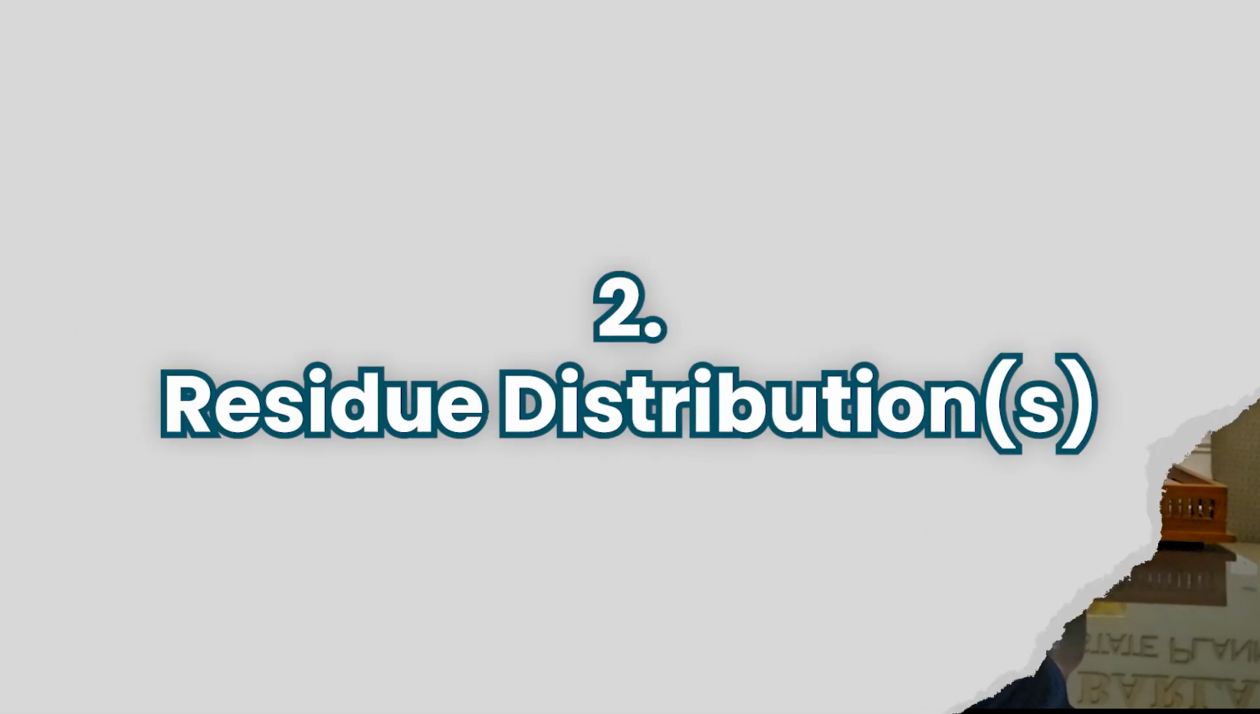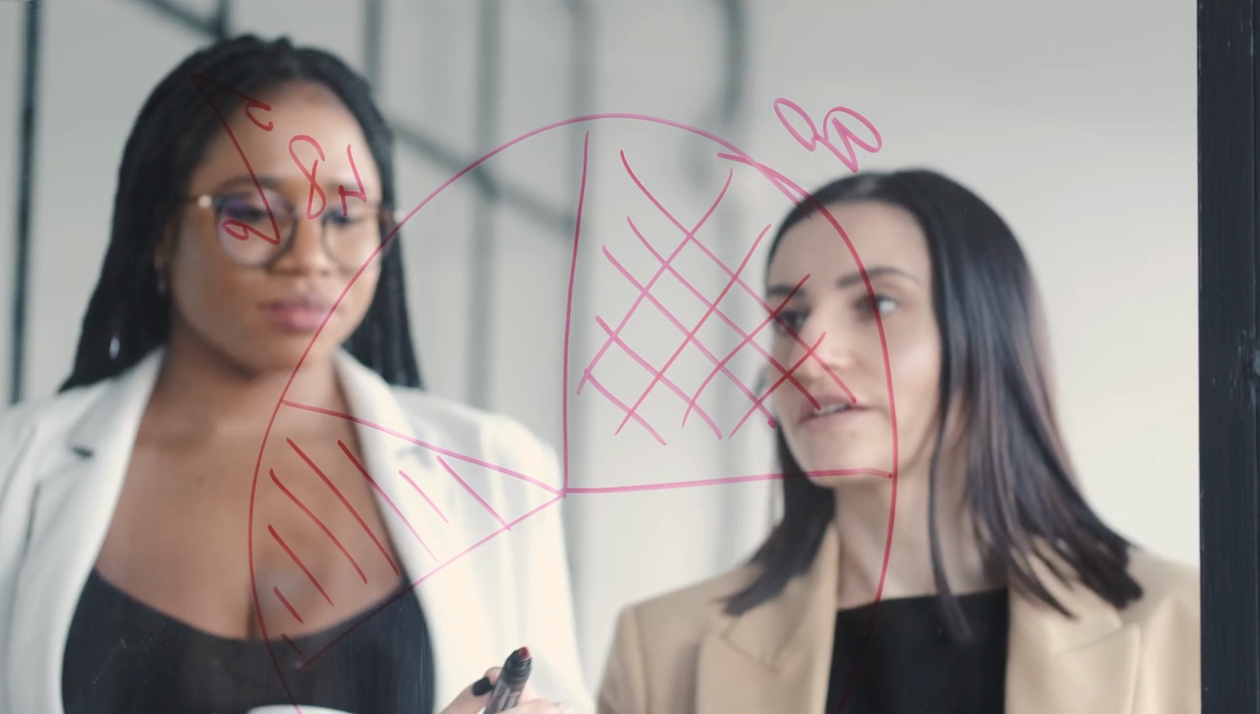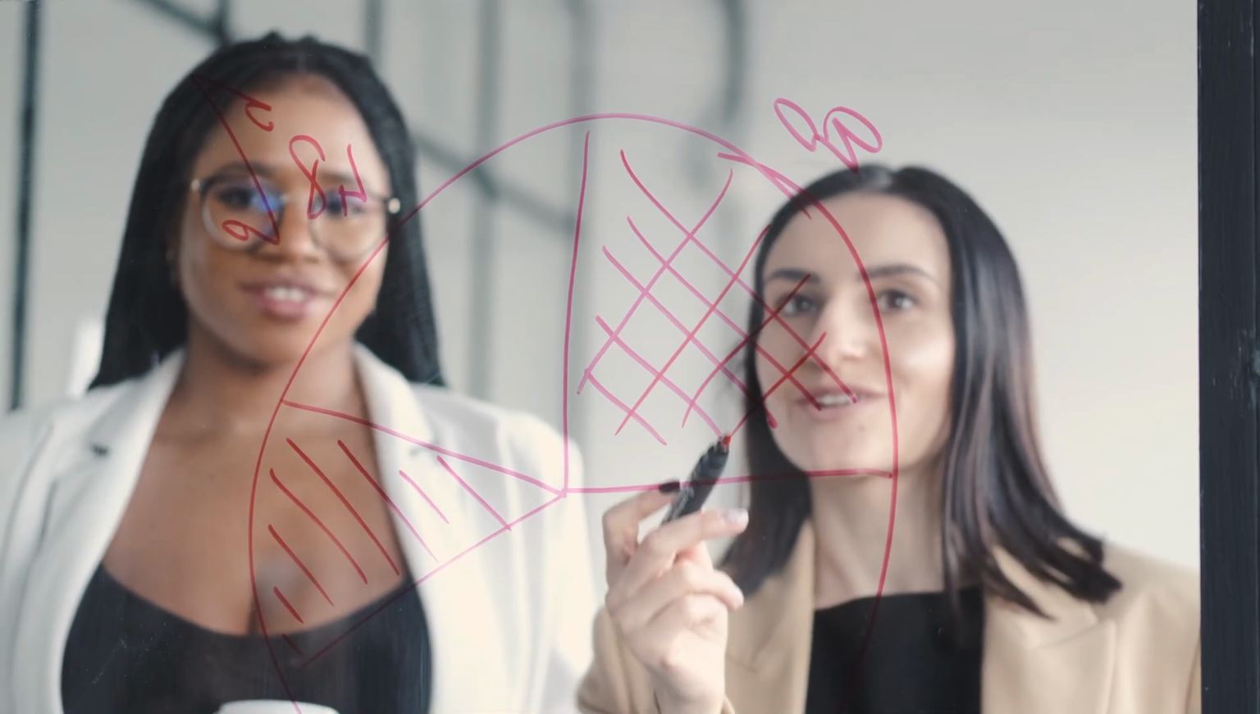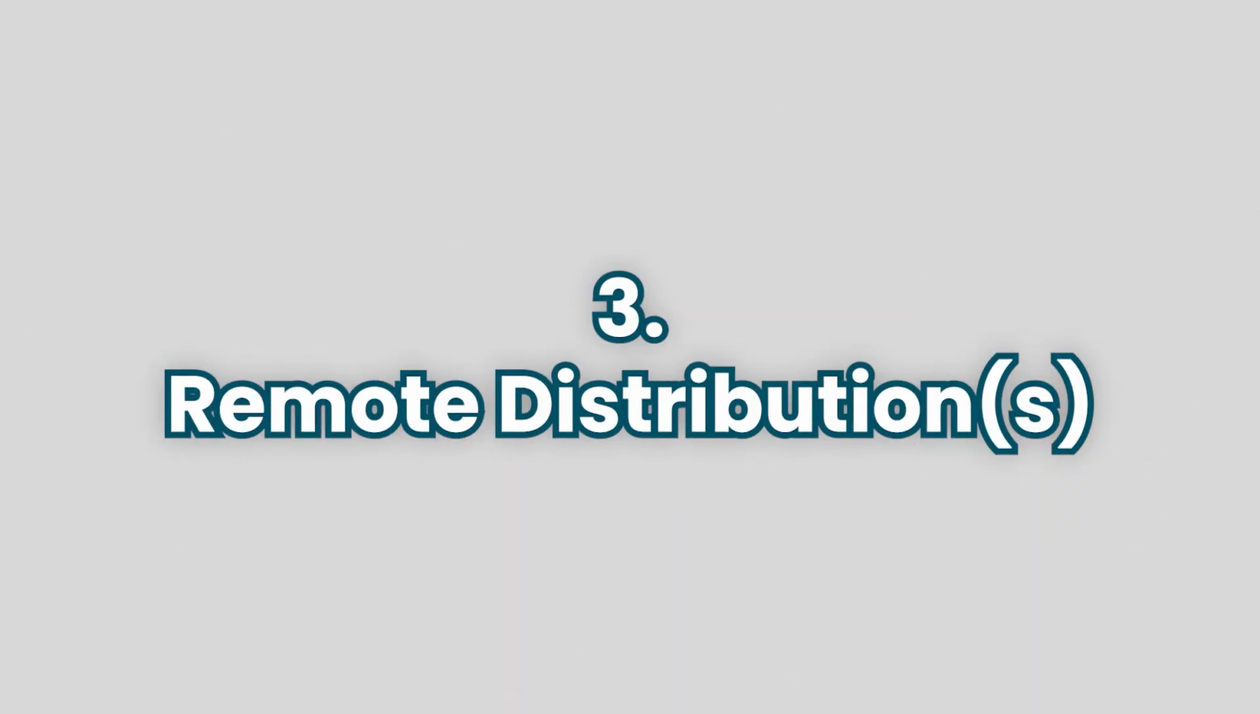Number 2, residue distributions. Once specific gifts are made, everything else falls into the residue, which you can think of as a pie. Distributions from here are typically done in percentages. Therefore, think about who you want to give to and what that percentage should be. Also think about a backup where that percentage would go if the person isn't alive or the organization no longer exists.